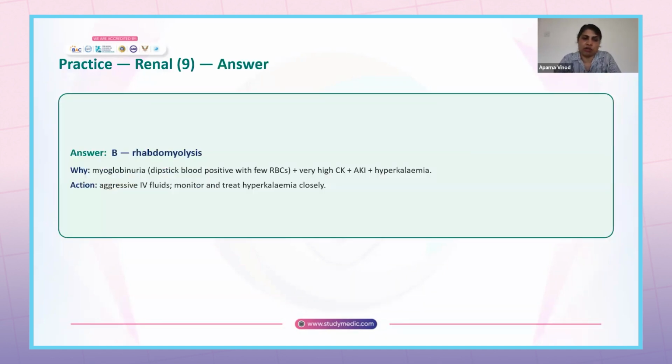So how do you treat rhabdomyolysis? You are going to aggressively give fluids to flush the myoglobin out of the system, okay, and monitor and treat the hyperkalemia very closely.